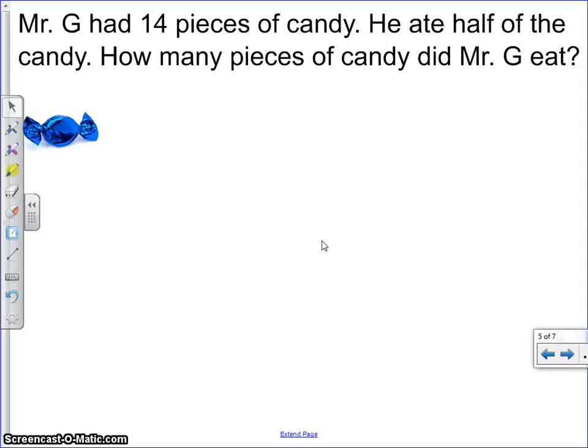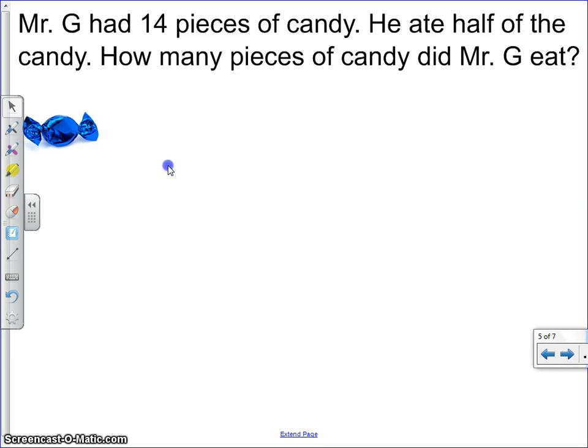For instance, if you look at this one, it says, Mr. G had 14 pieces of candy. He ate half of the candy. How many pieces of candy did Mr. G eat? I'm not asking for, did he eat the red ones or did he eat the ones that were chocolate or anything like that. They're all the same piece of candy represented by this blue wrapper over here.